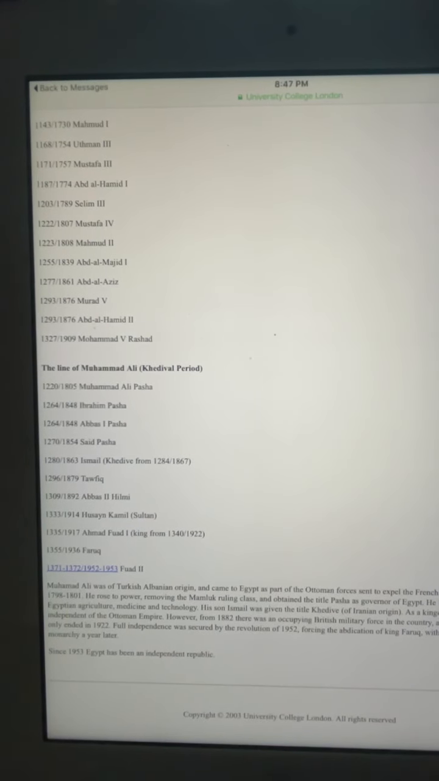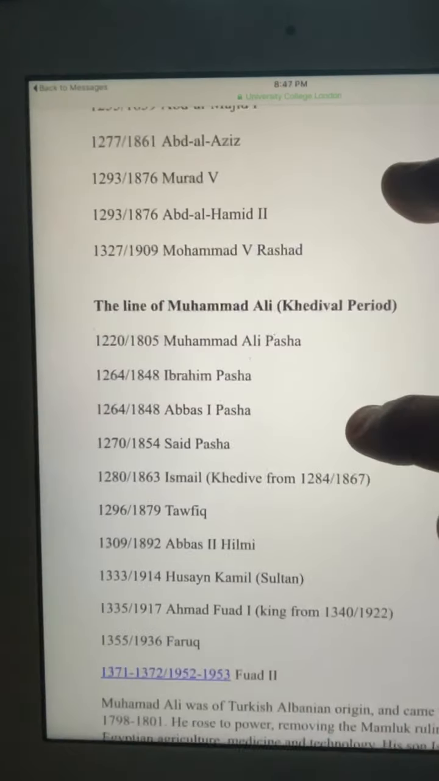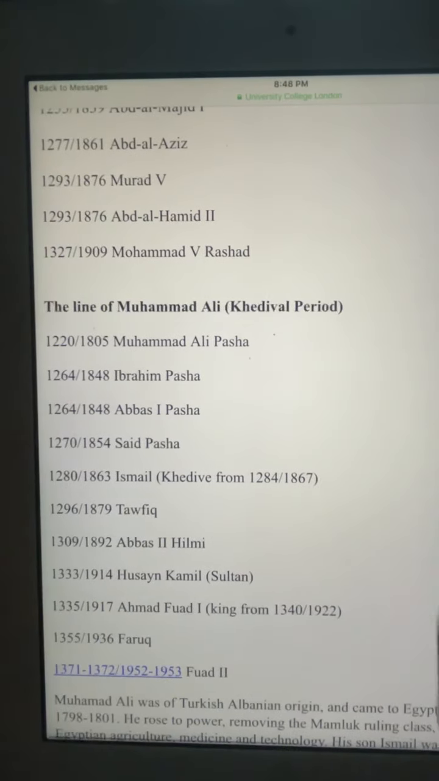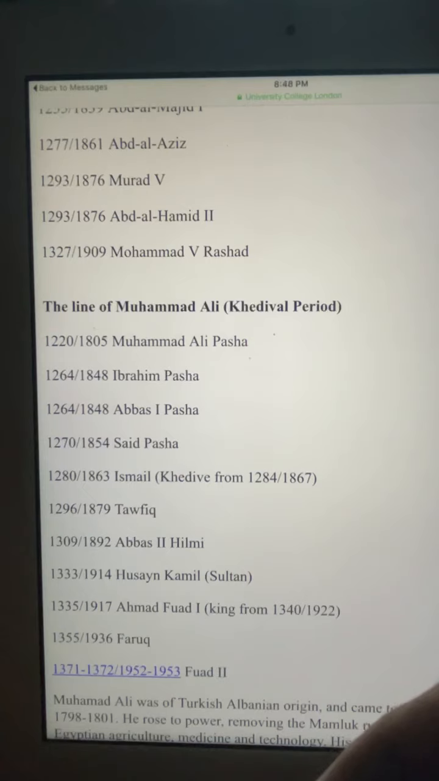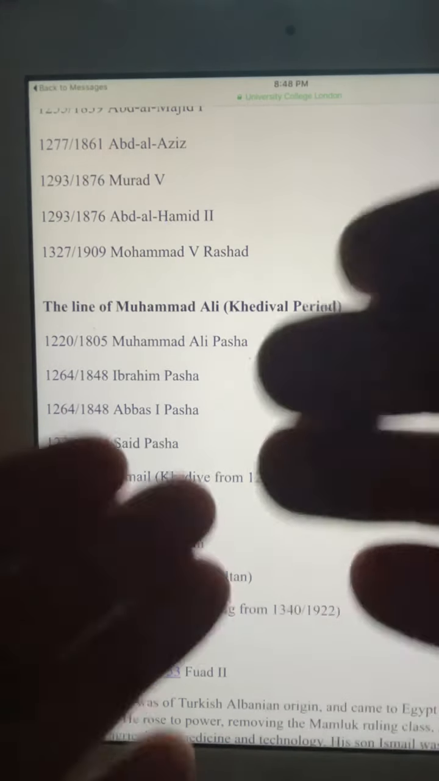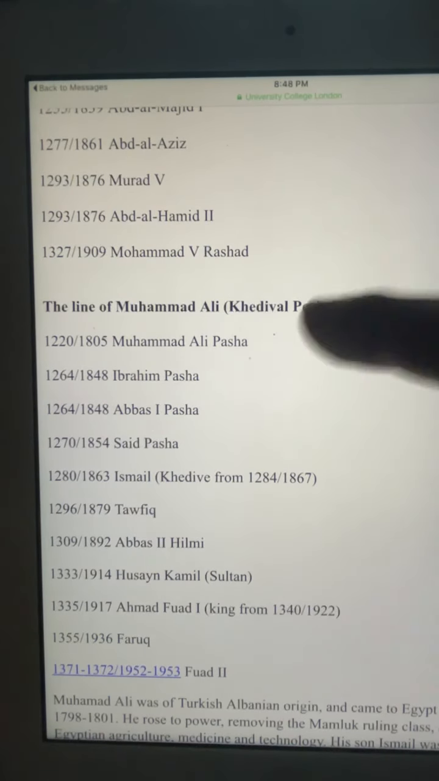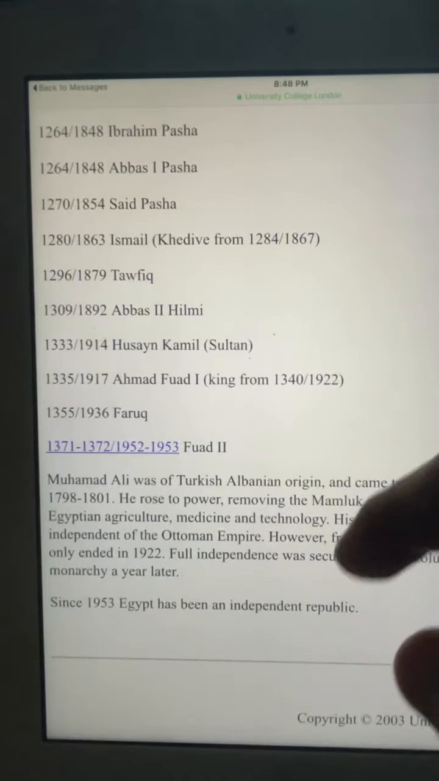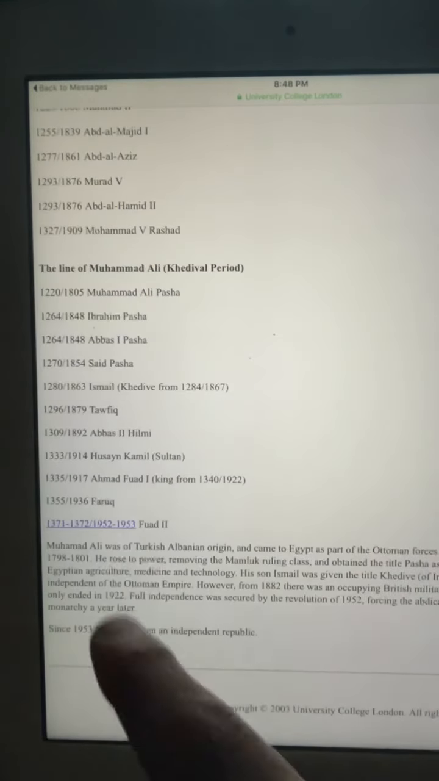So Muhammad Ali is considered the Pasha, the reformer of Egypt. He took away all the royalty, and basically modernized Egypt, built Cairo, and established technology and medicine. He basically wanted to modernize Egypt like the West. And this is what he's known for. And then the monarchy ended with Fuad II, and that was it.